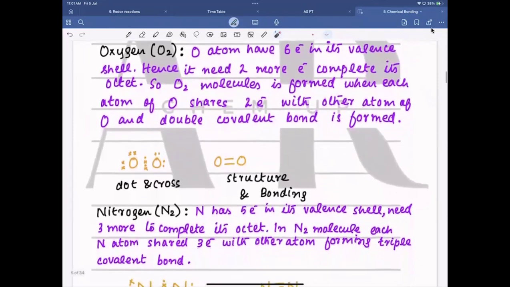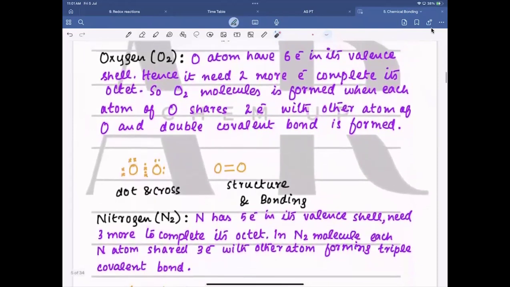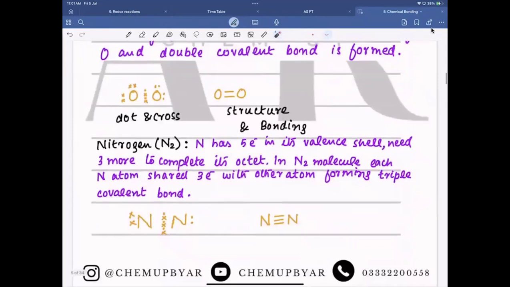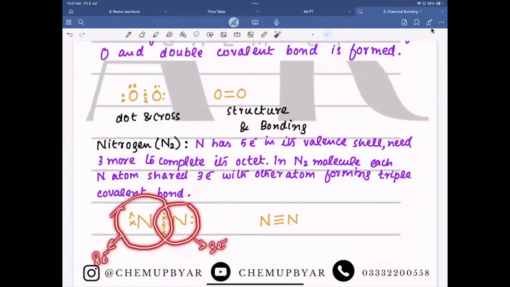Okay. Now we have nitrogen. Nitrogen is in group 15 and it has 5 electrons in its valence shell. So each nitrogen atom needs 3 more electrons to complete its octet. So when 2 nitrogen atoms come closer to each other, each nitrogen atom shares 3 electrons, and as a result, their octet is complete. Now see, if you look at this nitrogen, it has 8 electrons. And if you see this nitrogen, it also has 8 electrons. And as 3 pairs are shared, we use 3 dash lines to represent this bond, and we call it a triple covalent bond. Is this clear?